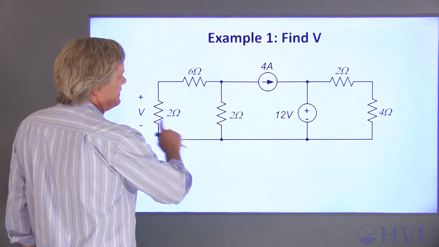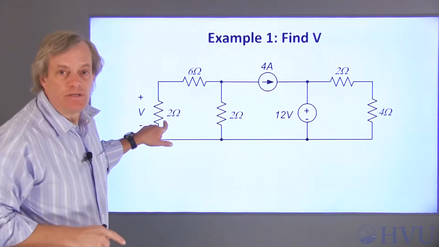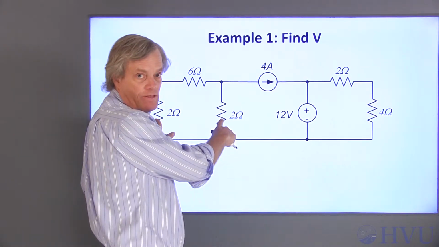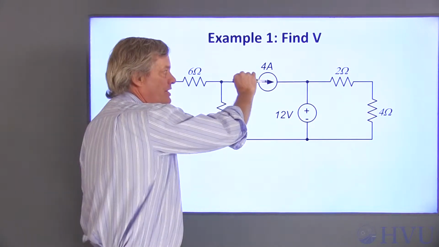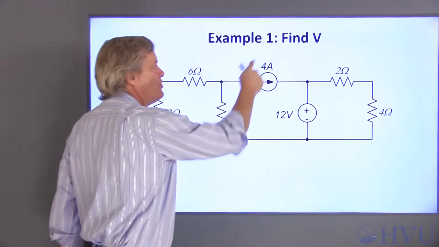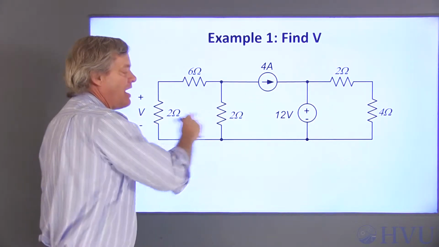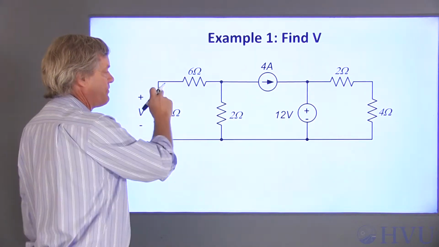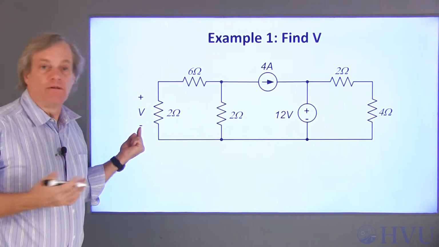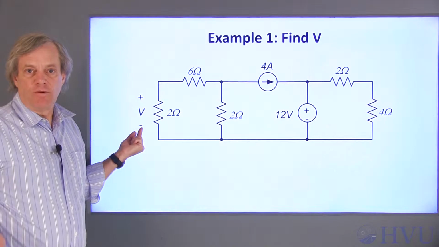First, let's develop a plan of how to do the problem. We could combine these two series resistors into a single equivalent resistance. That resistance would then be in parallel with this one. The total current out of this node is known to be 4 amps, so we have a known current in a parallel combination. We can find the current through this 2 ohm resistor. Once we have that current, voltage can be found directly from Ohm's law.